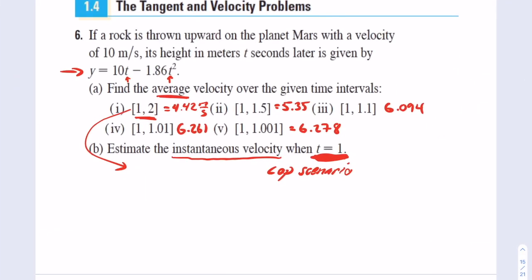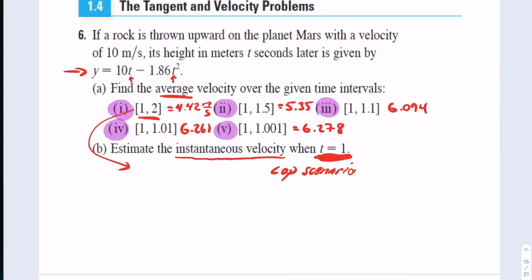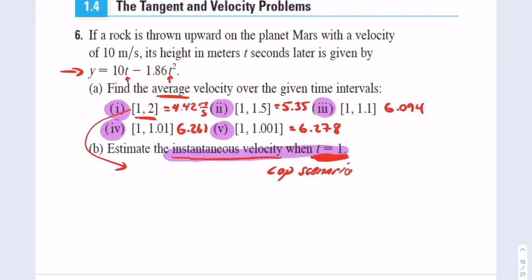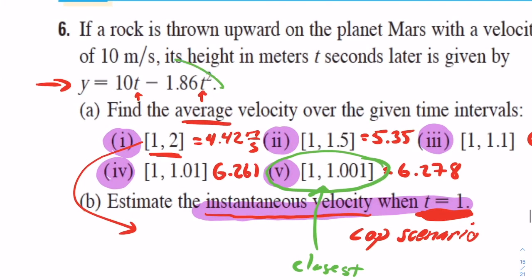So, to answer this question, out of parts 1, 2, 3, 4, and 5, the one that will best estimate the instantaneous velocity at t equals 1 would have to be part 5, because these are the 2 points that are closest. Okay? And the closer the 2 data points, the better the estimate. And that's the big takeaway, you guys. You want to get as close as possible for your average rates of change, and that'll be the best estimate possible here.